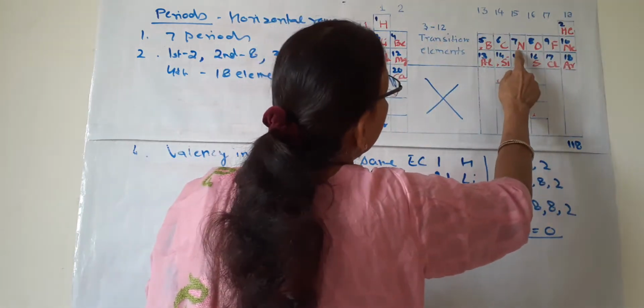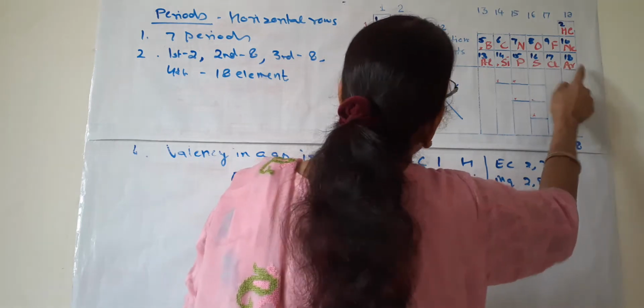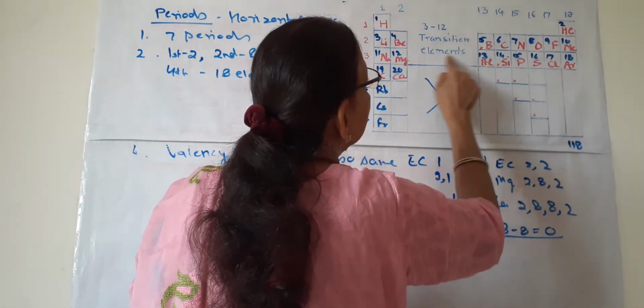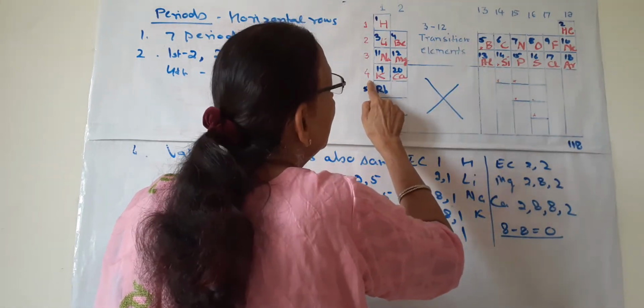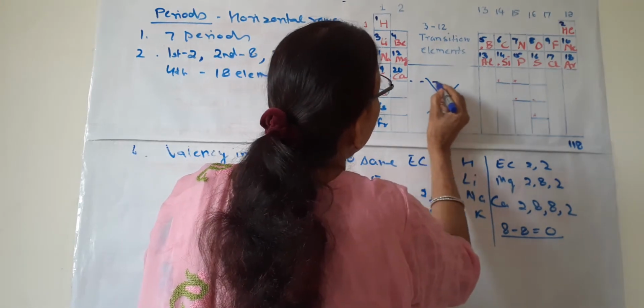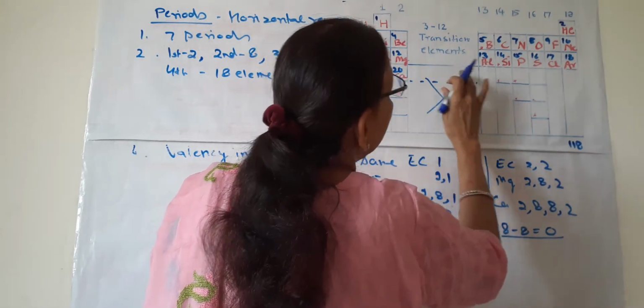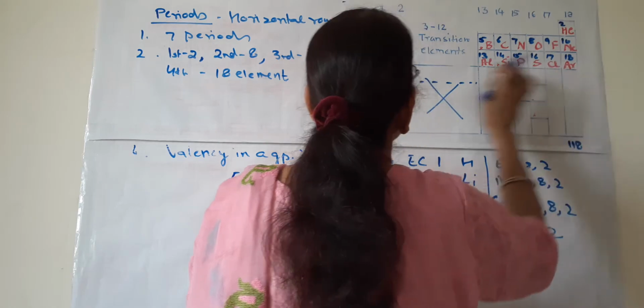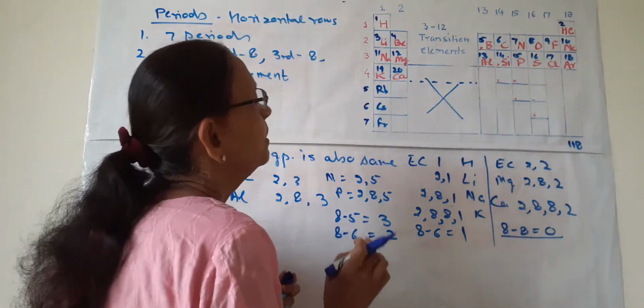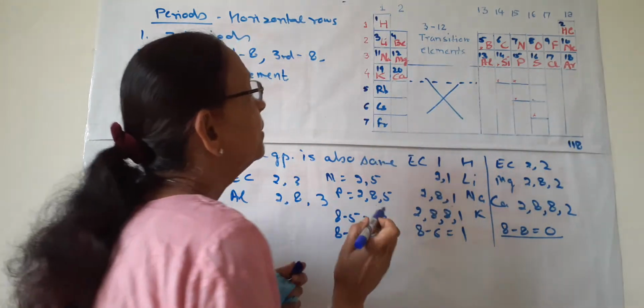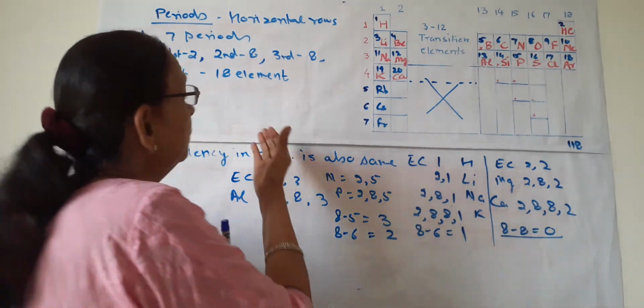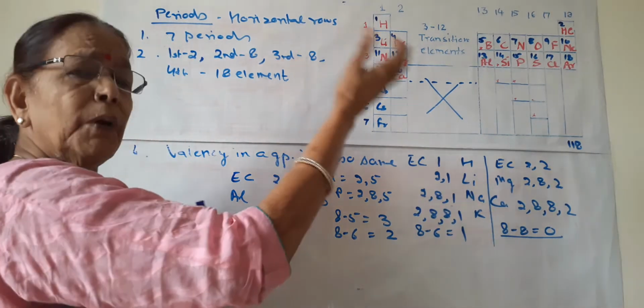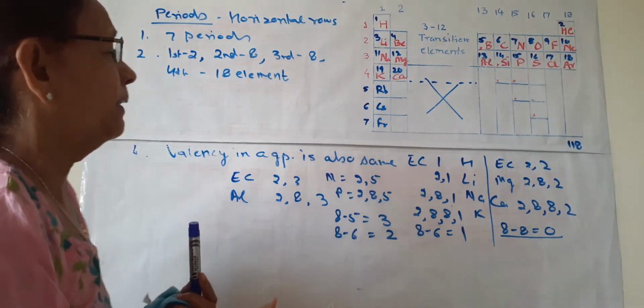In the second period 8 are there. In the third 8 are there. No elements are there in this place. And in the fourth period, here 10 elements are there and 6 are here. 10 plus 6 is 16, and 2 more, 18. So here also 18 elements are there. So this is the number of elements in different periods.